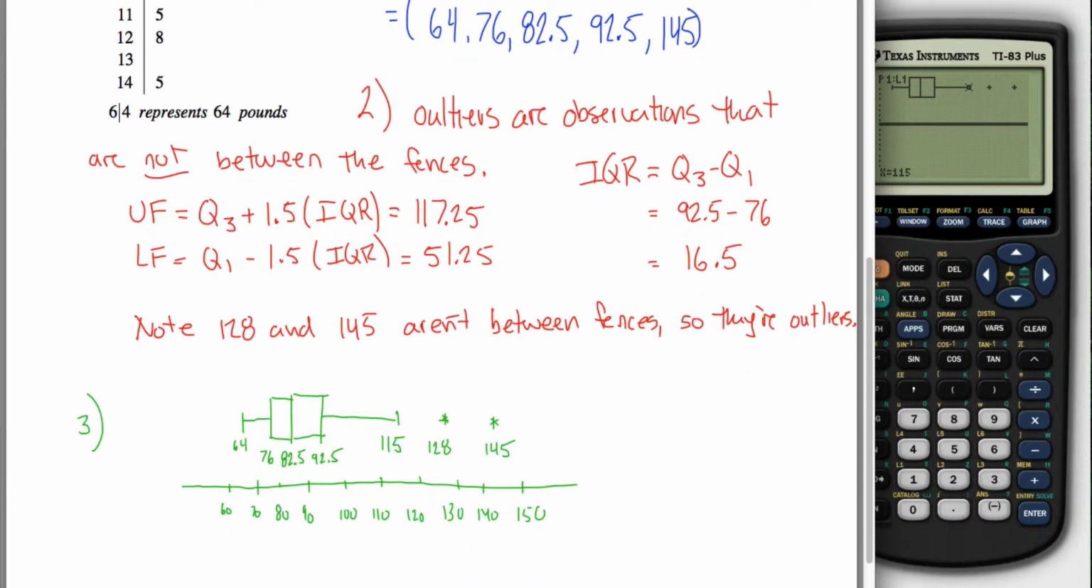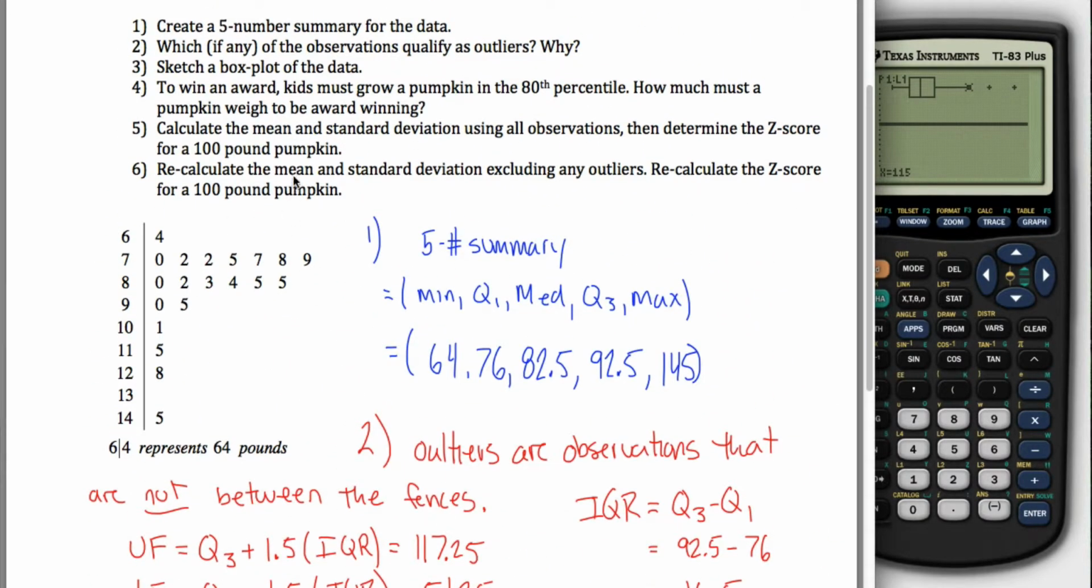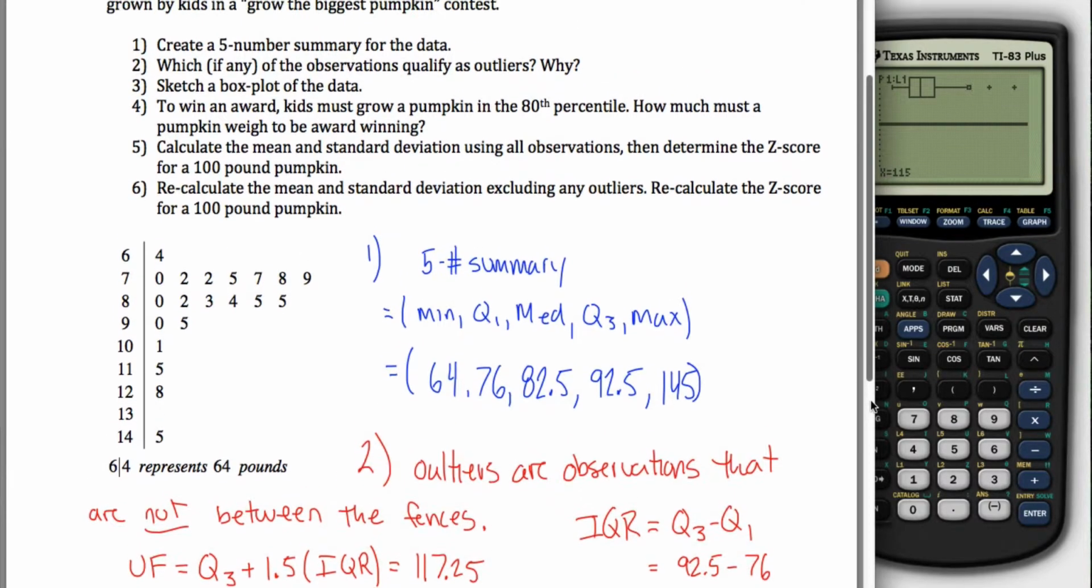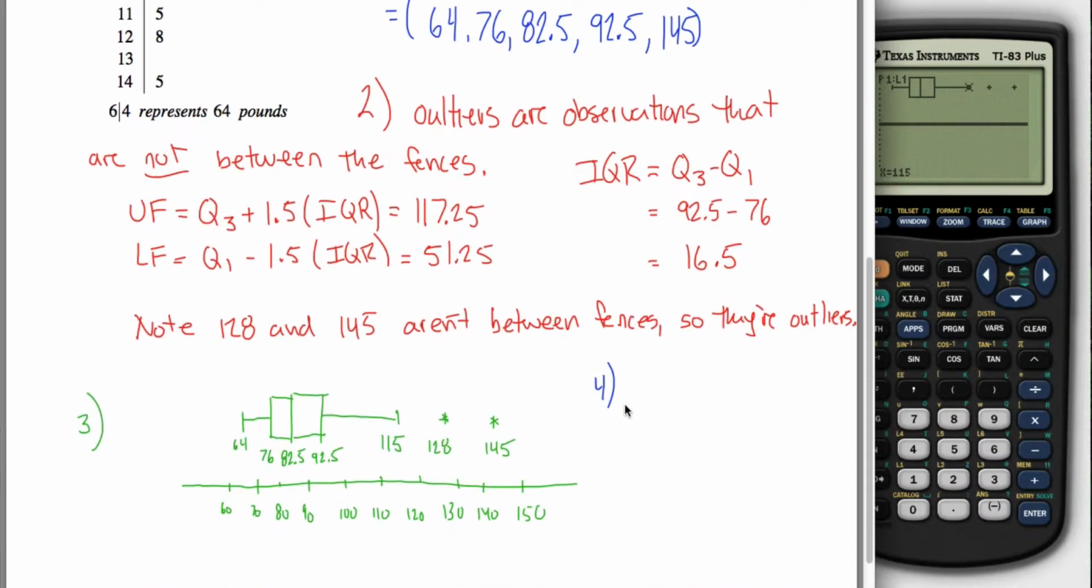Part 4. Back to blue, I suppose. Part 4 says, to win an award, kids must grow a pumpkin, I guess these are the weights of pumpkins, it probably says that up top, in the 80th percentile. Calculate the 80th percentile of your data. All right, I can do that.